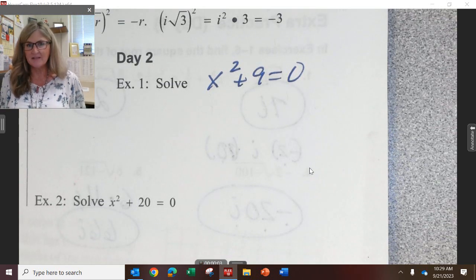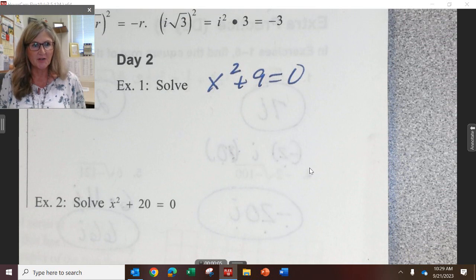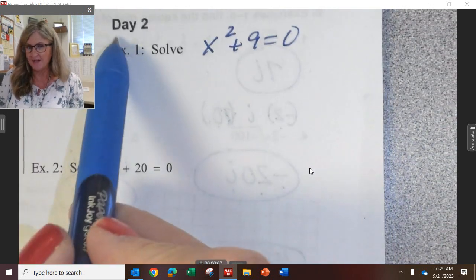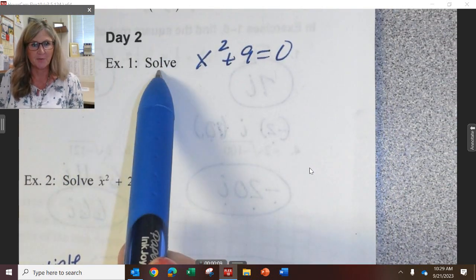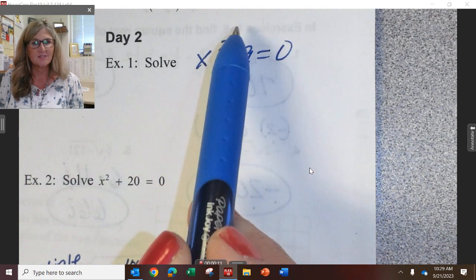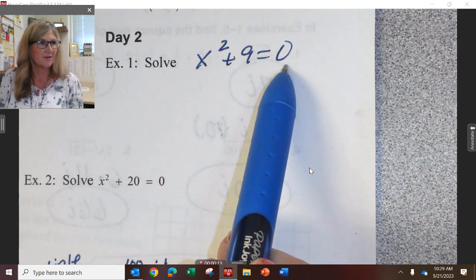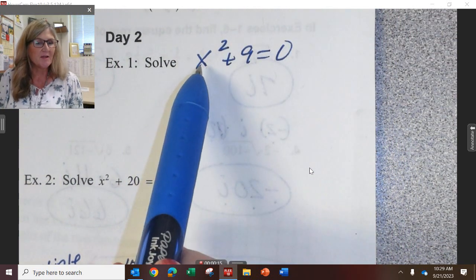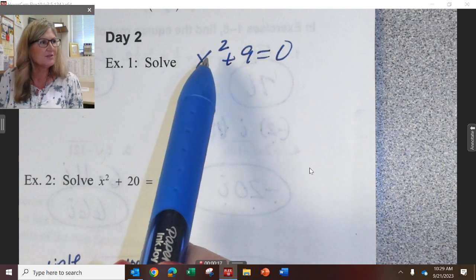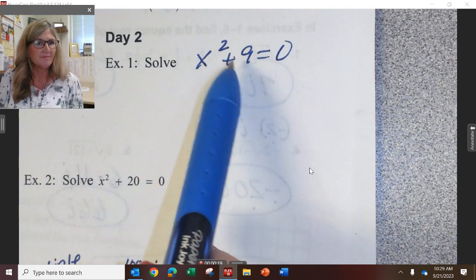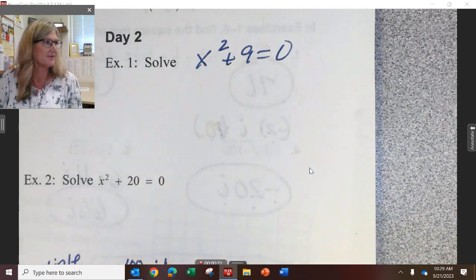Okay, so we're looking at section 3.2. This is part 2 of the notes. We're going down here to where it says day 2, and your problem says to solve x squared plus 9 equals 0. I want you to think about this logically for a minute. Is there a number that you can square, add 9 to it, and get 0?